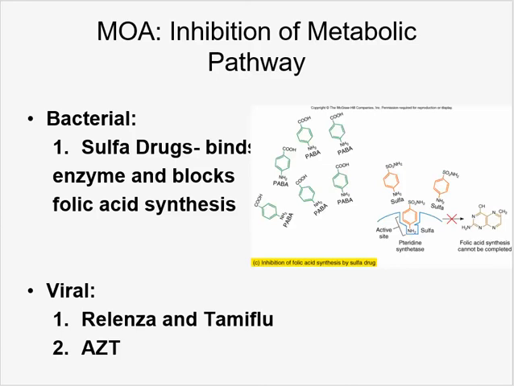Some antiviral examples fall in this category. We learned about HIV pathogenesis, and we learned about AZT, which is a drug that specifically targets reverse transcriptase and blocks that reverse transcriptase step in HIV pathogenesis. And then Relenza and Tamiflu, we also have already been exposed to in the influenza lesson. These are drugs that block the release step, the budding step of influenza virus, so the virus is trapped inside of the cell and doesn't spread.